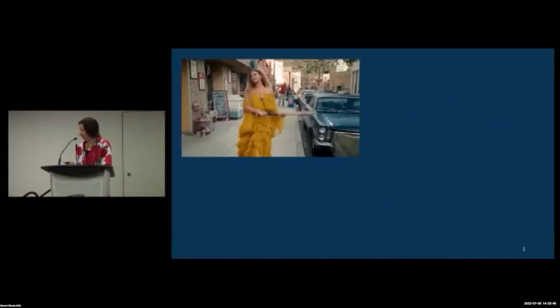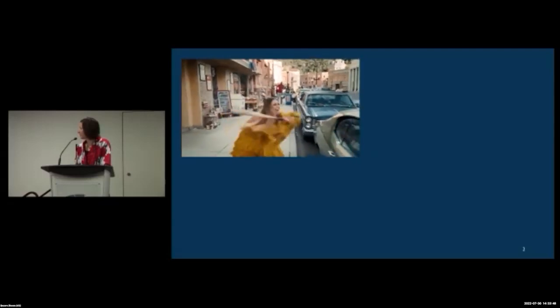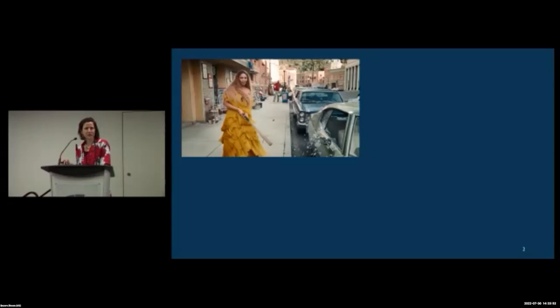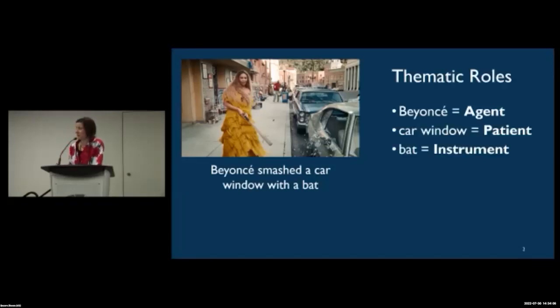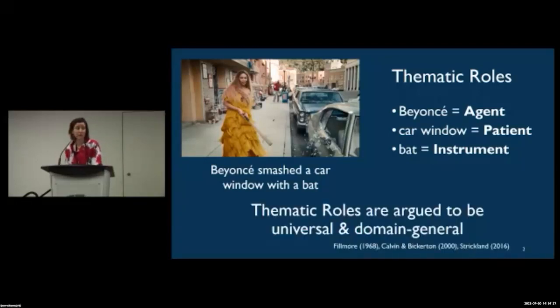So consider the following event. When we're just looking at this event or hearing a sentence describing this event, something like Beyonce smashed a car window with a bat, we represent the individuals in this event in terms of abstract event roles, which are often called thematic roles. So in this case, Beyonce is the agent, the car window is the patient, the thing being acted upon, and the bat is often called an instrument, the tool that's used to perform the action. And these types of thematic roles play a really important role in linguistics and cognitive science. So they've been argued to be universal, and they've been argued to be domain general. So the same representations underlying event cognition and event language.